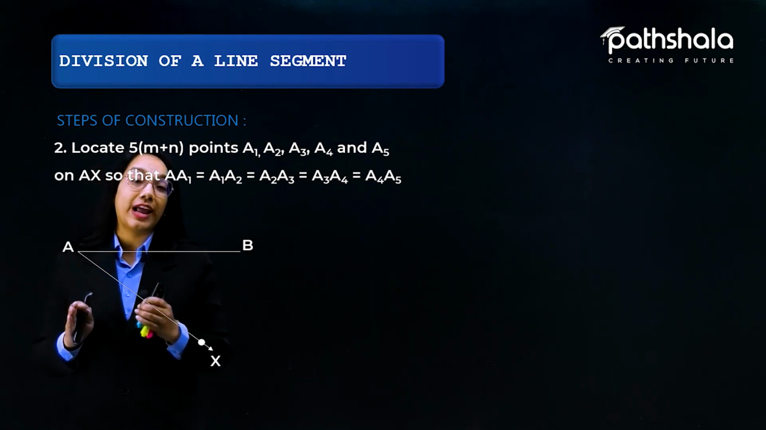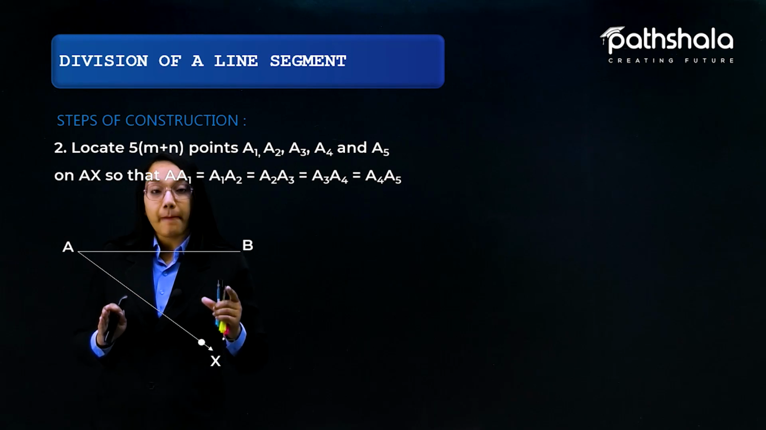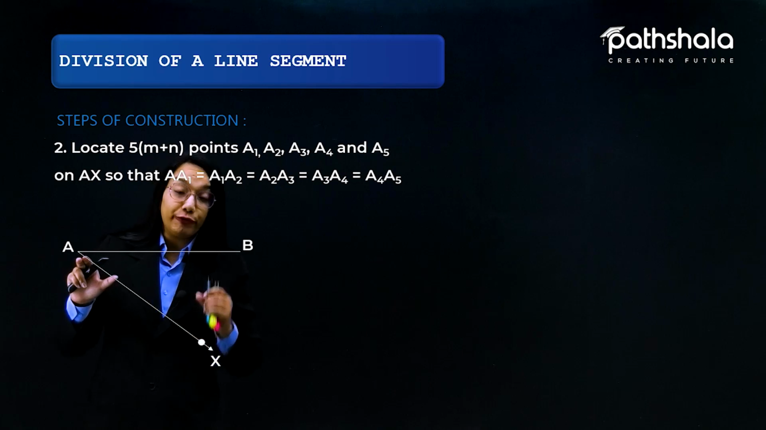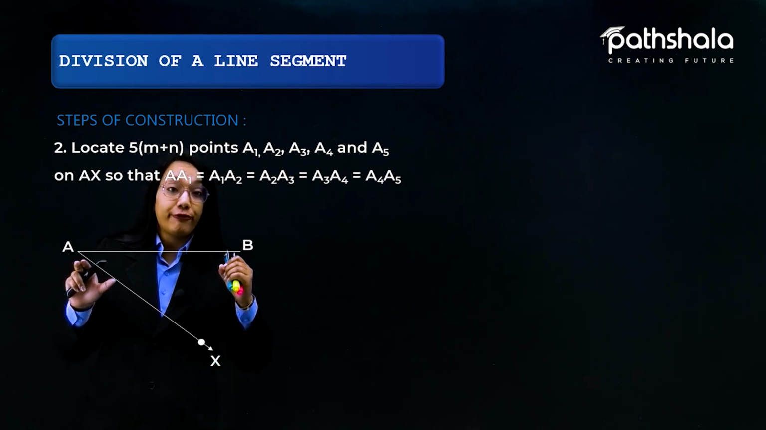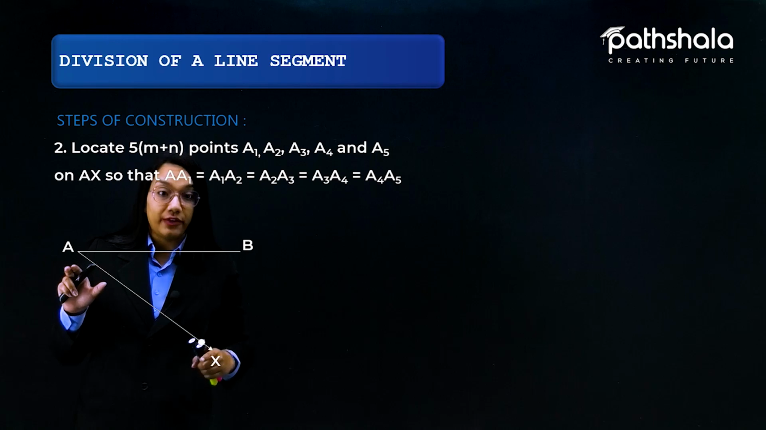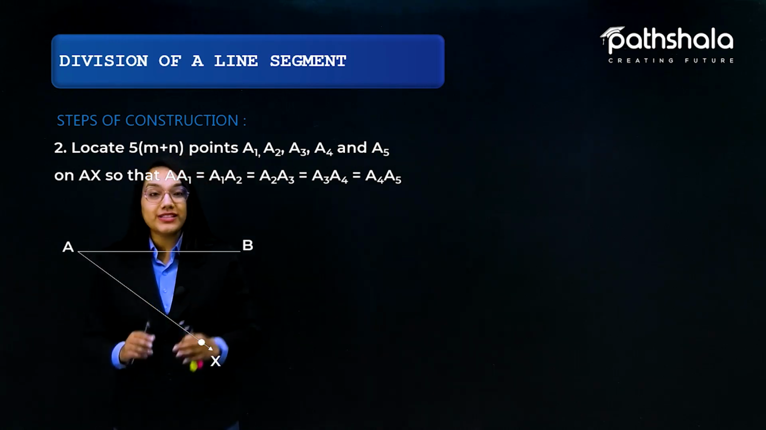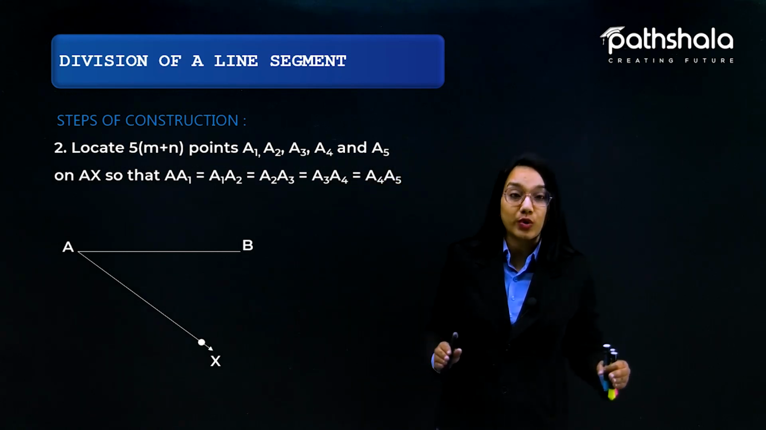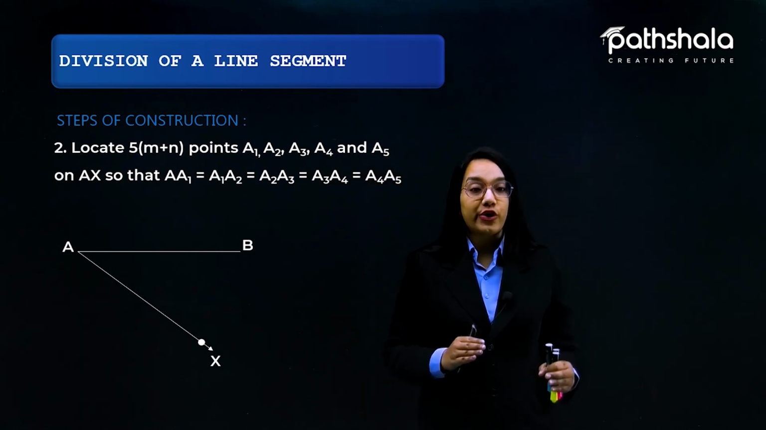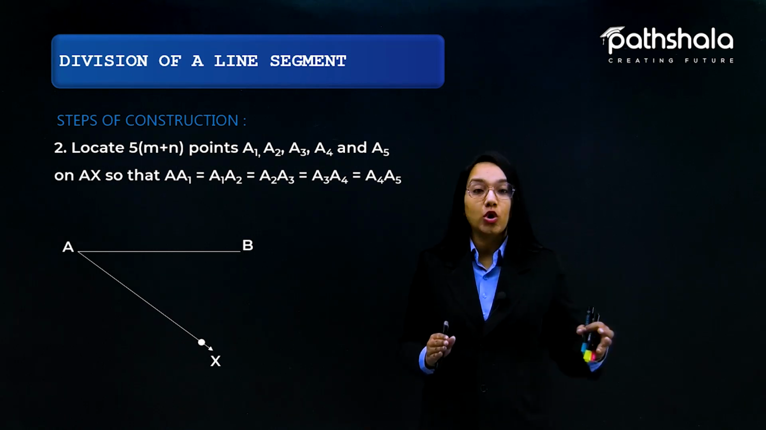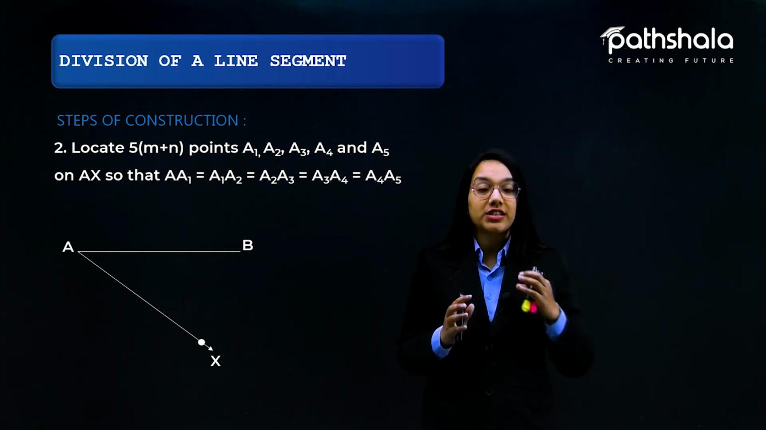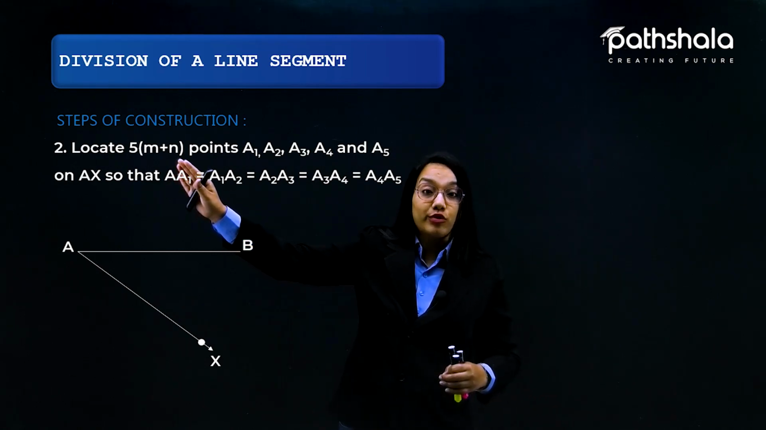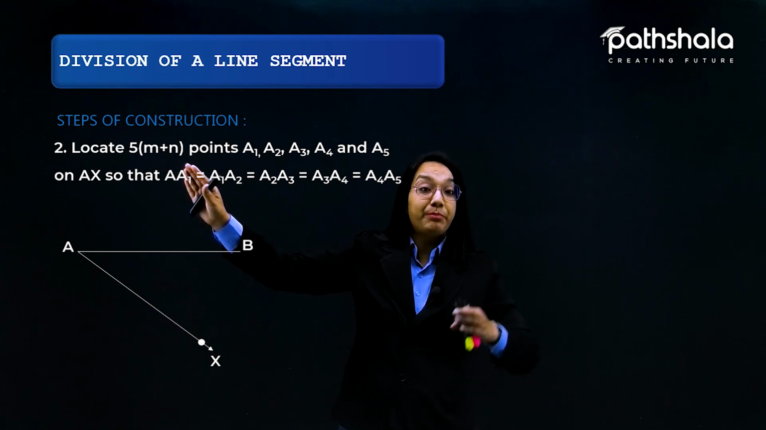So the next step would be, with the help of the compass, taking A as a center, we have to draw 5 points on this particular ray. Why 5 points? We always have to take the sum of the ratio given to us. We know that the ratio given to us is 3:2. So take the sum of the ratio, that is 3 plus 2, which is equal to 5. So we have to take the number of points as m plus n.